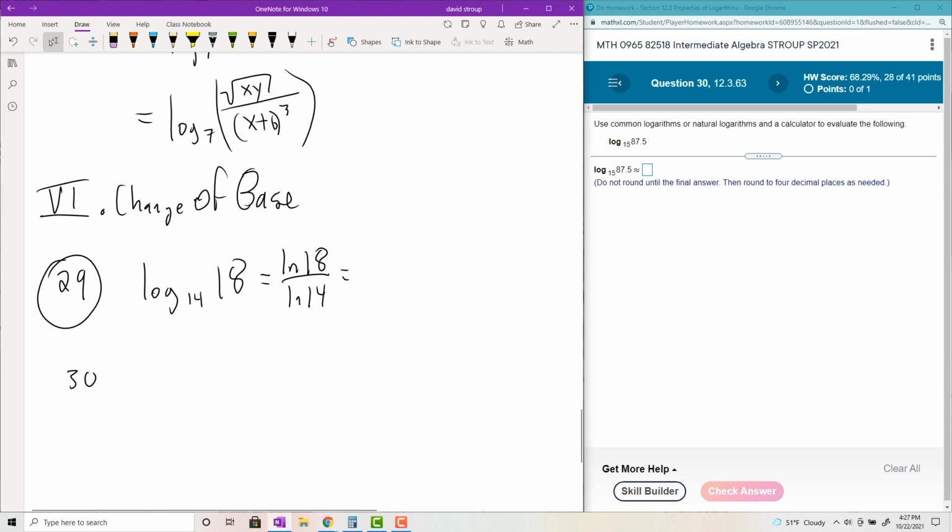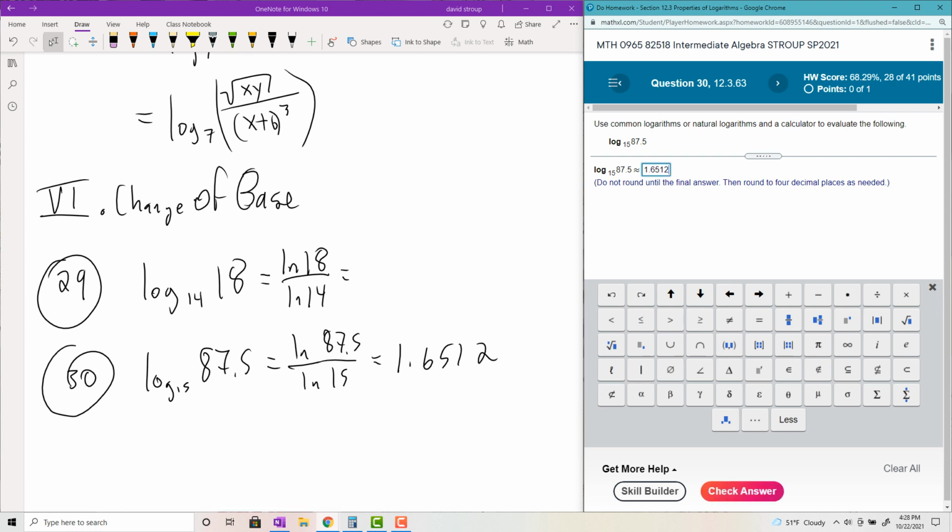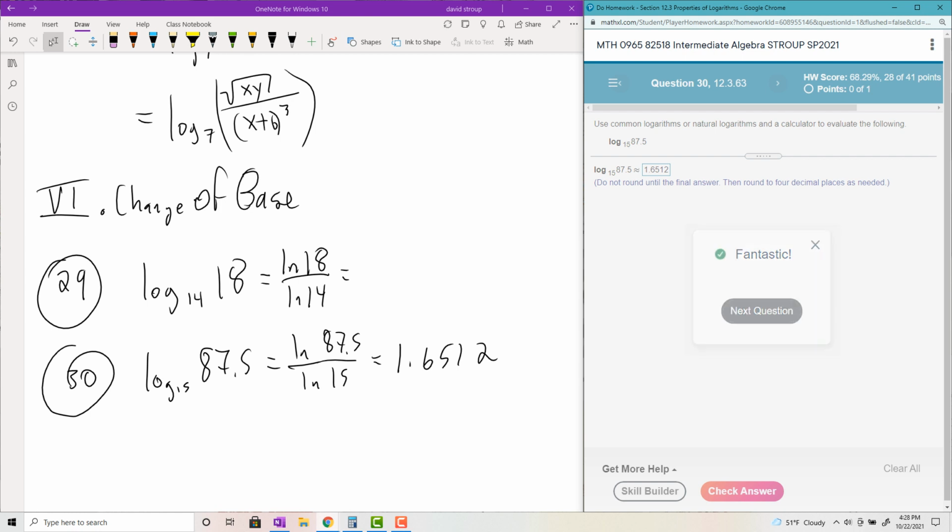I'll do one more, and then I think that'll be it for me. Log base 15 of 87.5. This is going to be the ln of 87.5 all over ln of 15. ln of the big all over the ln of the small. It's going to be 1.65. How many? 4 decimals. Geez, 1.6512. So make sure you can do that every once in a while. It's handy.